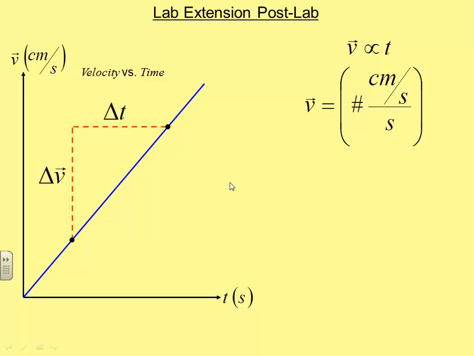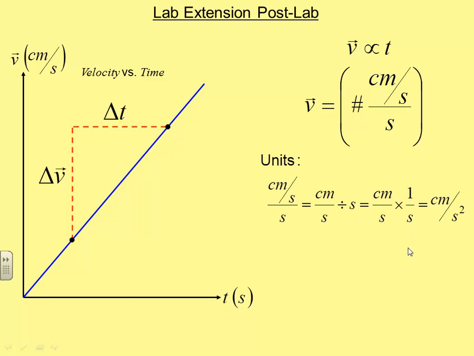Okay, so with that said, let's finish our math model here. First of all, let's simplify these units. A centimeter per second, this horizontal line actually means divide. So this is a centimeter per second divided by a second. And dividing by a second is the same as multiplying by the reciprocal. And the reciprocal of seconds is 1 over a second. So this is centimeters times 1, which is centimeters, over seconds times seconds, which is a second squared.